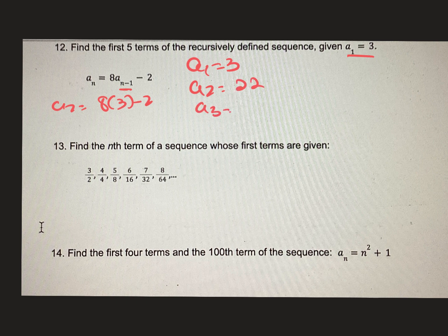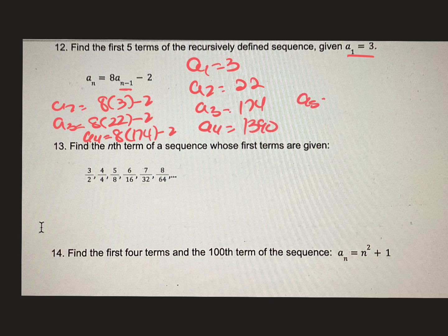So to find the third term, I'm going to do 8 times the previous term, minus 2. So 8 times 22 minus 2. I'm getting 174. The fourth term, same deal. Fourth term is 8 times the previous term, minus 2. 8 times 174, minus 2. I'm getting 1390. And then the fifth term, 8 times the previous term, minus 2, which would be 8 times 1390, minus 2. 11118. There's the first 5.